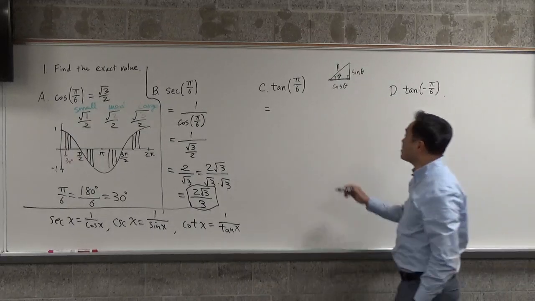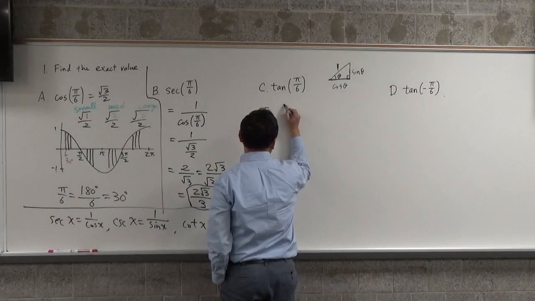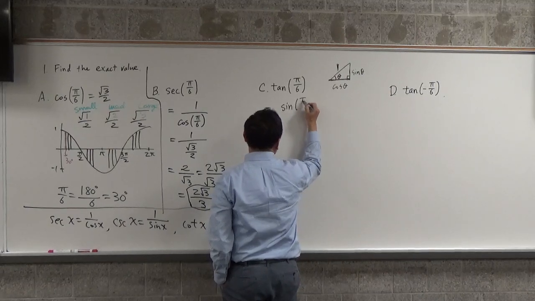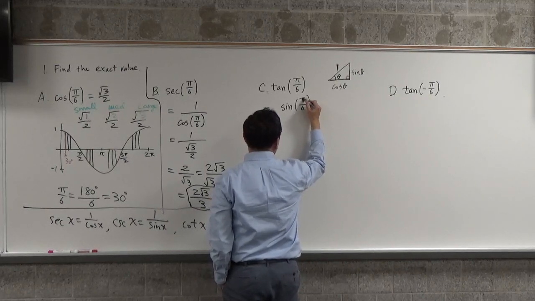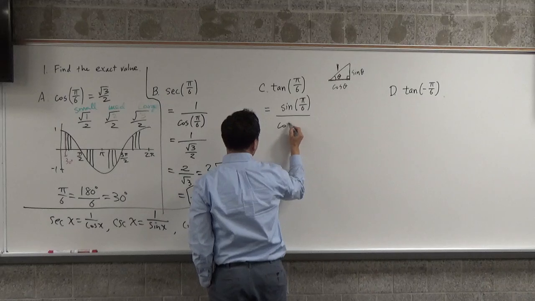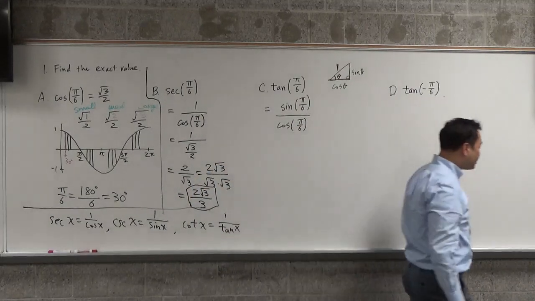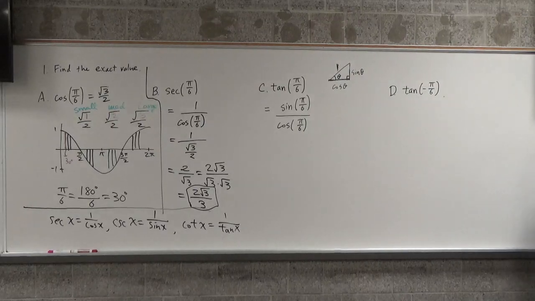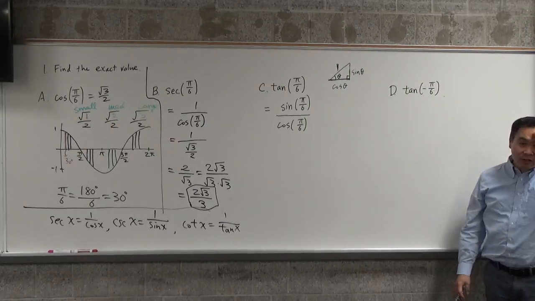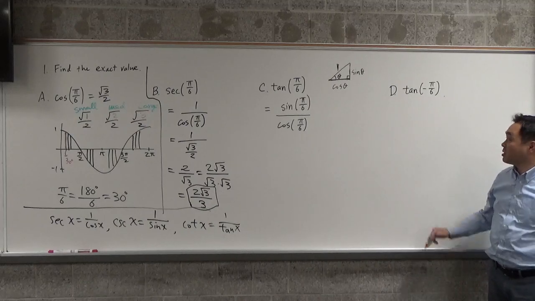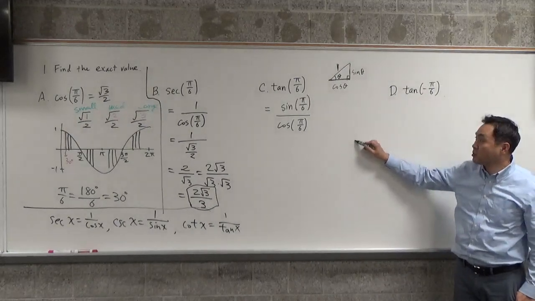sine over cosine, right? So tangent is the same as sine of pi over 6 over cosine of pi over 6. Okay, we already know the value of cosine pi over 6, but we don't know the sine pi over 6, so let's try to draw the sine graph.